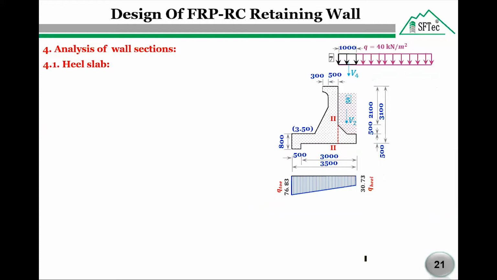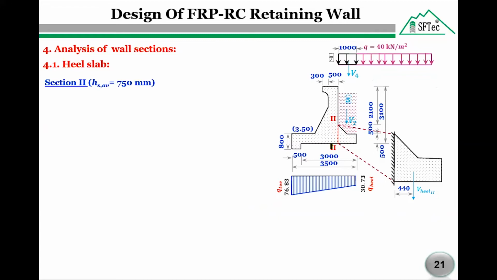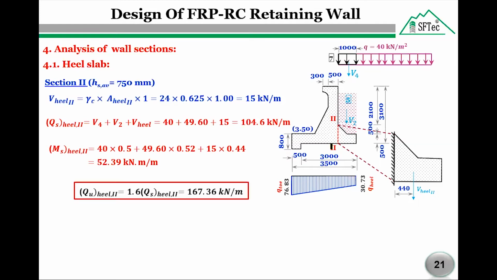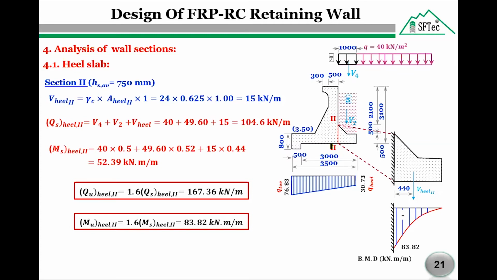Now we are going to deal with heel section 2-2. For heel section 2-2, the same procedure was followed to calculate the acting loads, service shear loads, and moments. Finally, the ultimate shear force equals 167.36 kilonewton per meter, while the ultimate moment equals 83.82 kilonewton meter per meter. And as we see here, this is the shape of the bending moment diagram at section 2-2.